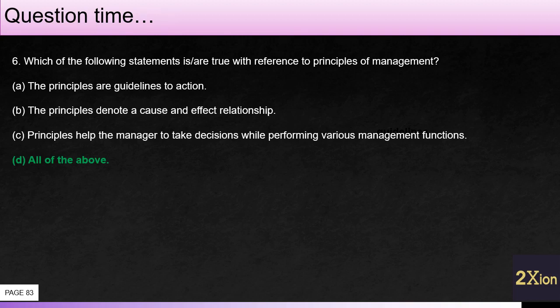Hope you remember we spoke about how it acts as a guide for actions and decision making. So the first one is that. The second one is it is based on cause and effect relationship. For every decision, they will see the advantages and disadvantages, and based on that, they will decide whether to take that decision or not. Then it helps the managers to take decisions while performing various other management functions also. What are the other management functions? It is planning, staffing, directing, controlling, organizing. So it is all of the above.